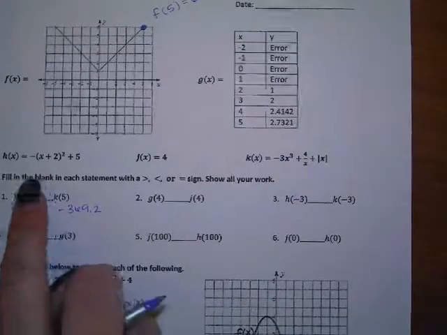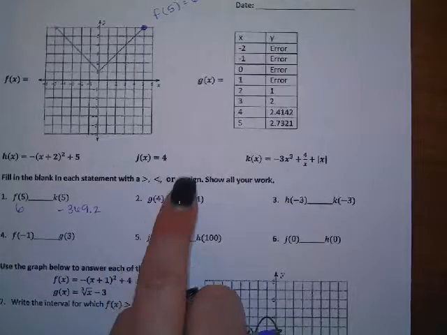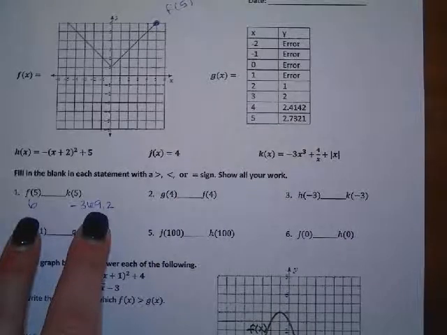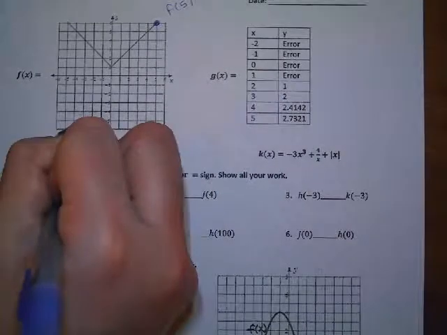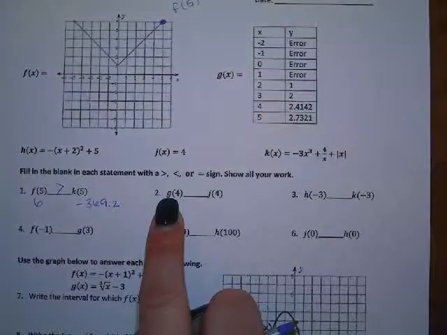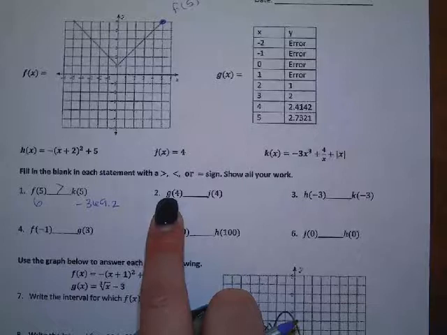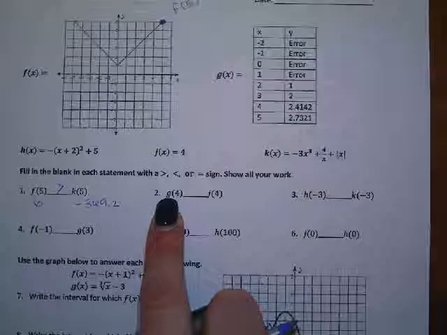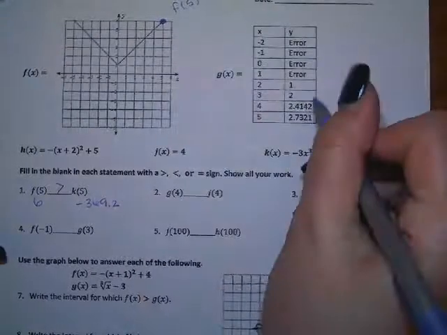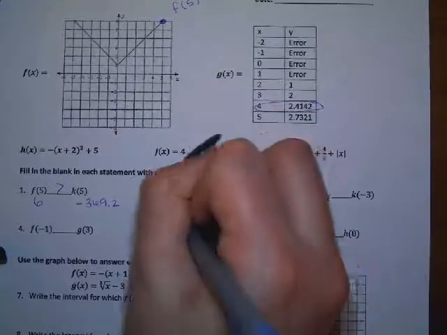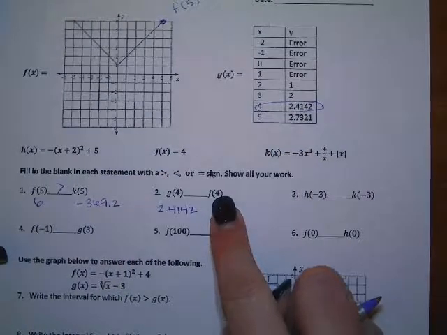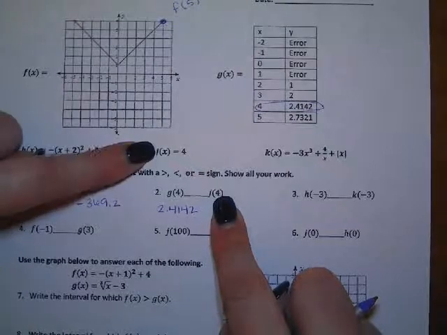Now, it says to fill in the blank with a greater than sign, less than sign, or equal sign. So which one of these numbers is bigger? 6. The symbol goes that way, and we're done. Okay. G of 4, what do I need to do? Plug in 4, but it's not an equation, it's a table. You can already see what it is. Yep, it's this one. So when I plug in 4, I get 2.4142. J of 4, saying that I take this and I plug in 4.